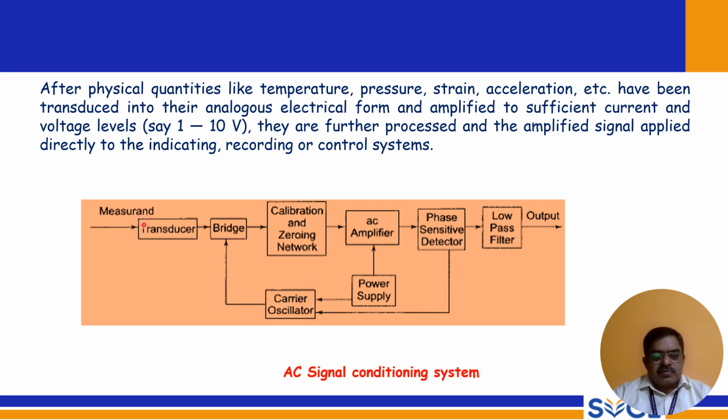Here we have the measurand, transducer, bridge, and a carrier oscillator is used here. Calibration and zeroing network, AC amplifier, and power supply are given. It is an AC system, with a phase sensitive detector, and we have a low pass filter like the DC signal conditioning system, and we have the output. So these are AC and DC signal conditioning systems, and there ends the basics of signal conditioning.